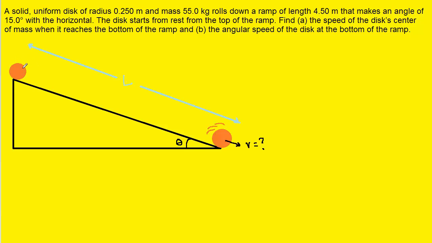So here we have the solid uniform disk at the top of the ramp. It's going to be released from rest and it's going to roll down the ramp without slipping and reach the bottom, and we have to figure out how fast it's moving at the bottom of the ramp. And then we've marked the length of the ramp with a capital L.